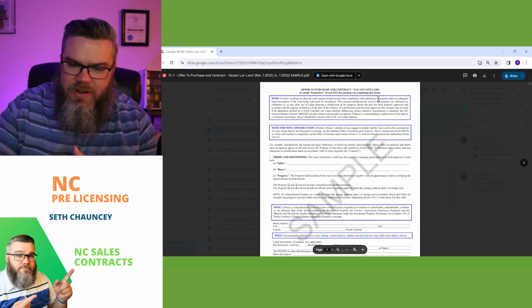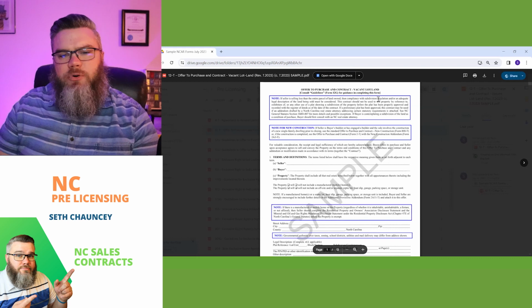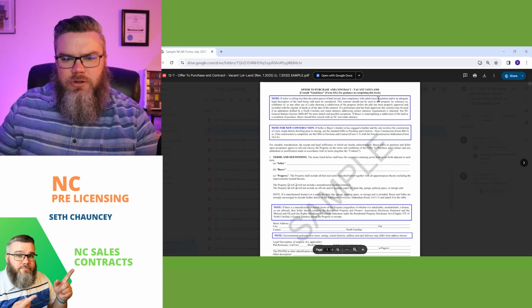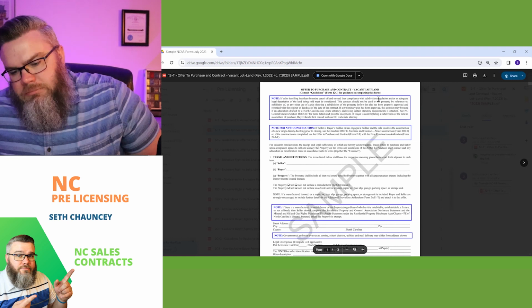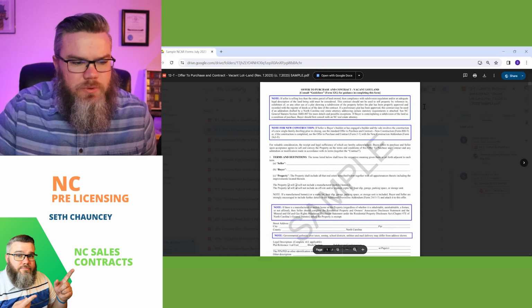There you go. Offer to purchase vacant lot and land. This is if you want to buy dirt that you will eventually build on. Not for a developer who's going to subdivide this and turn it into a neighborhood, but buying dirt to eventually build on, closing on the dirt, and then turning around. That's what this is used for.